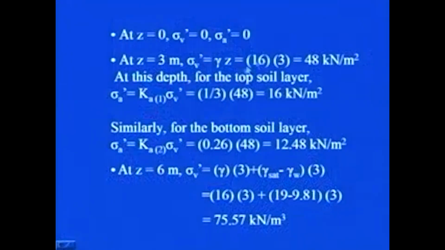So, for the bottom soil layer, although the depth is the same, so sigma V prime is going to be the same, but since the bottom soil layer is different as compared to the top soil layer, that will be multiplied by Ka2 into sigma V prime. Ka2 we found out to be 0.26, so 0.26 into 48 is equal to 12.48 kilonewton per meter square.